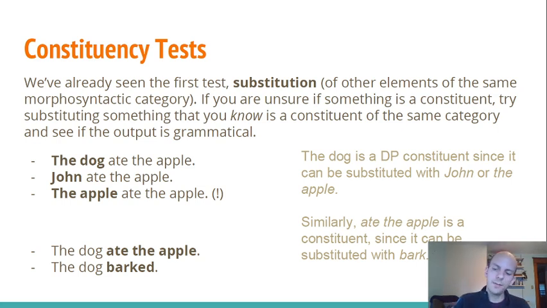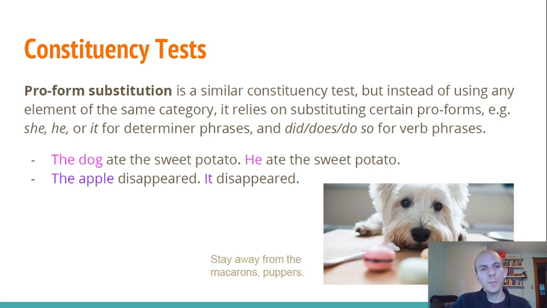We did one out of 5. Killing it. Proform substitution. This one's easy because it's pretty similar to substitution itself, except instead of substituting any old thing for the element that we're testing, you substitute essentially a proform, a pronoun or something similar for a verb phrase. So if we're testing nouny type things, we want to substitute in a pronoun. So again, if we're testing the dog in a sentence like the dog ate the sweet potato, we can substitute in a pronoun for that easily enough. He ate the sweet potato.